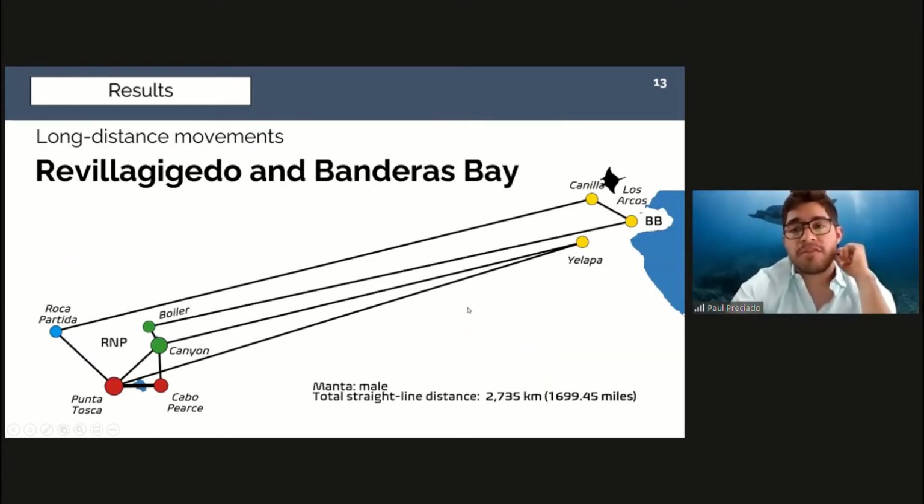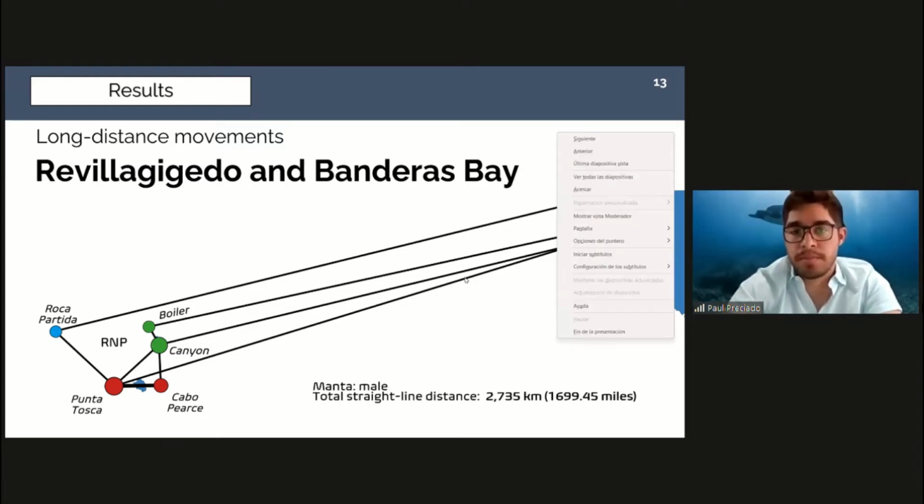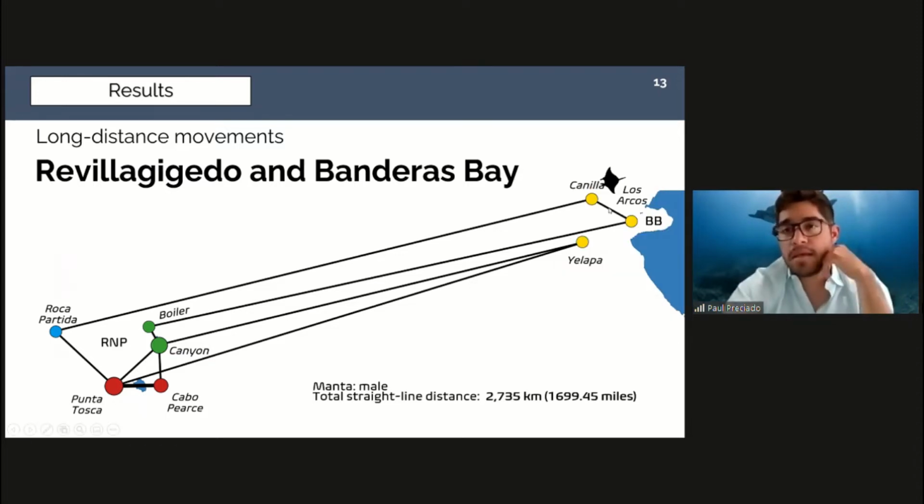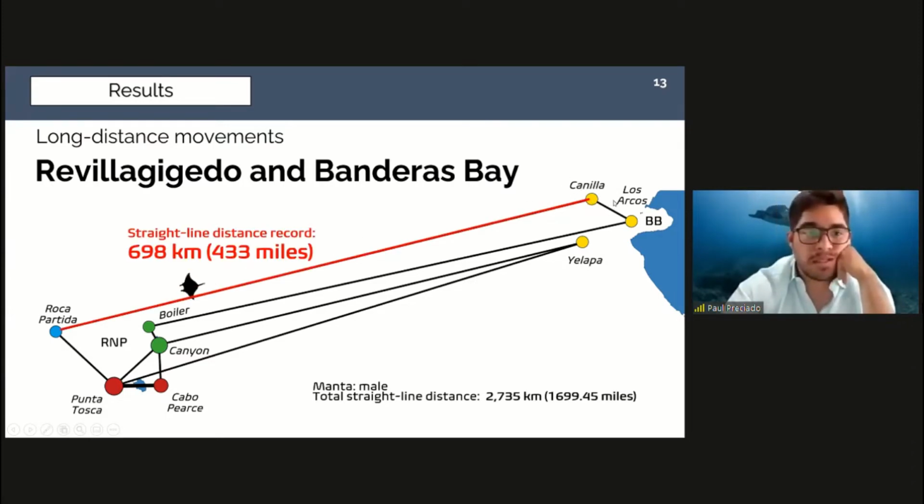However, we also found long distance movements where the manta rays moved just between Banderas Bay and the Revillagigedo National Park. Then, based on the movements that manta rays made, we calculated the total minimum distance traveled. The first manta ray was tagged at Banderas Bay, close to Canilla, and traveled to Roca Partida, with a straight line distance record for manta rays in the Mexican Pacific of about 698 kilometers.